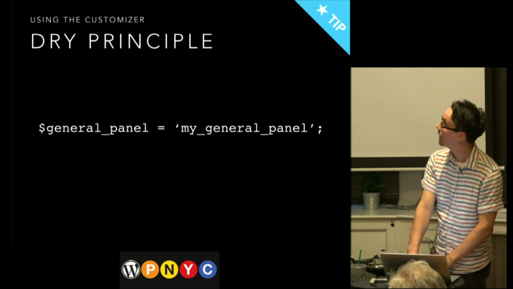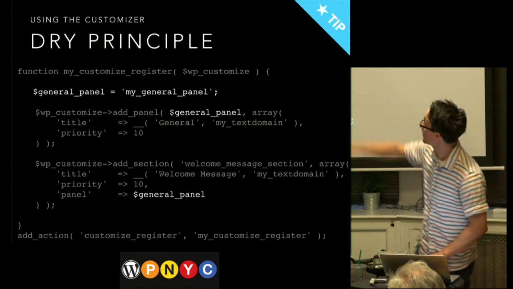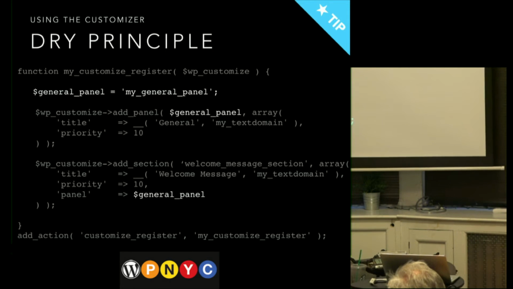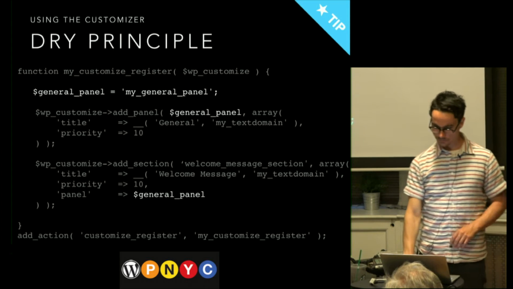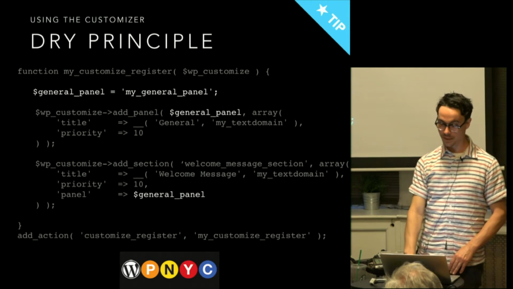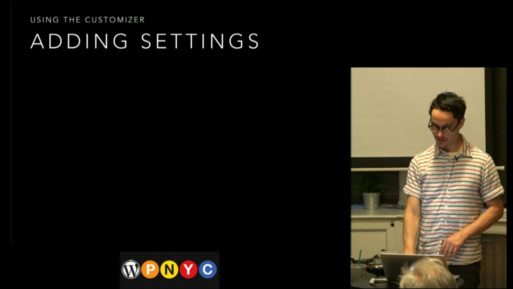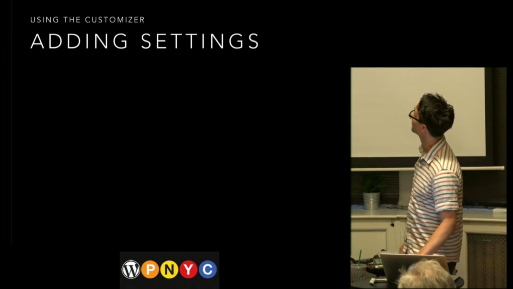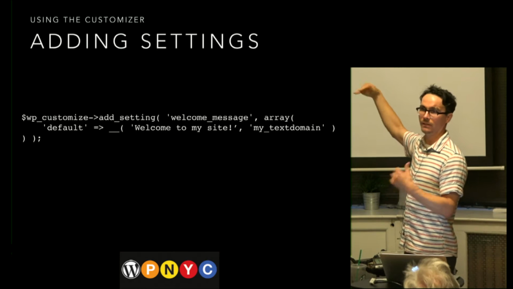Let's just call it general panel equals my general panel, and let's put it at the very top, right? And then we can substitute all that hard-coded ID reference and make it a dynamic variable. So fewer places that we need to change equals fewer potential bugs. All right, so now let's add a setting. And I've removed all the rest of the code just to keep it really easy to look at.